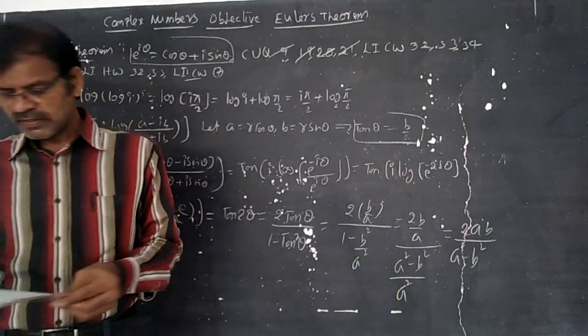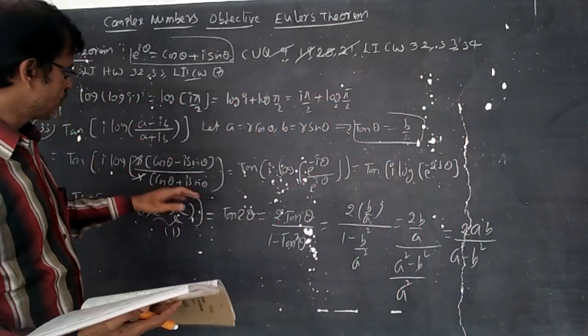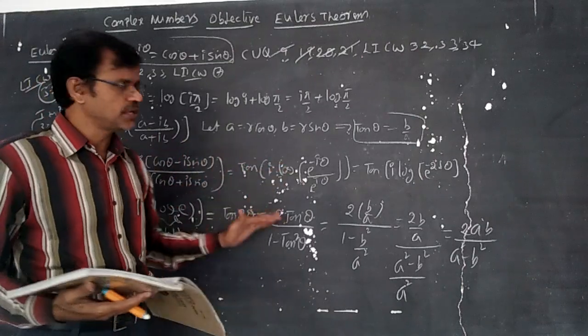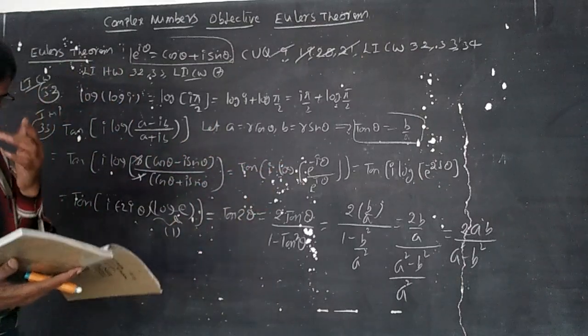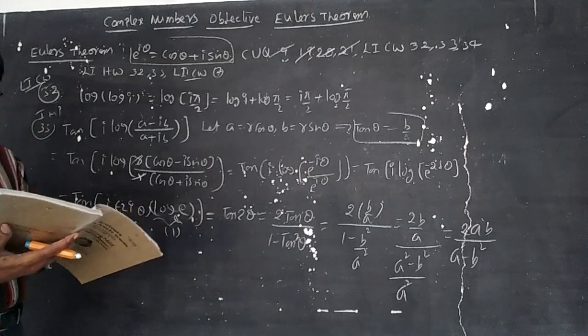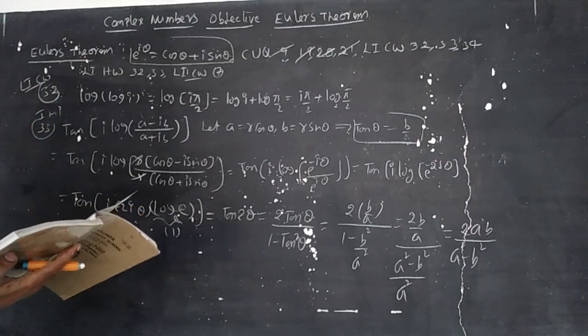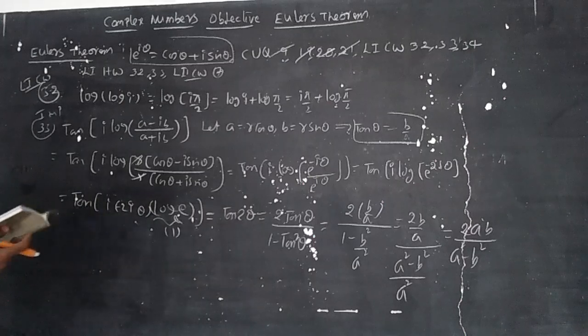By putting theta, for any number also you can do, but this is theory. You remember as a formula: tan of i log of (a minus b) by (a plus b) is equal to 2ab by a square minus b square. That is the second option. Okay, now the next question.